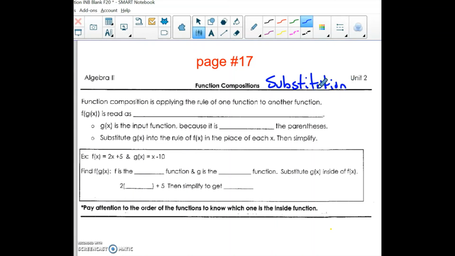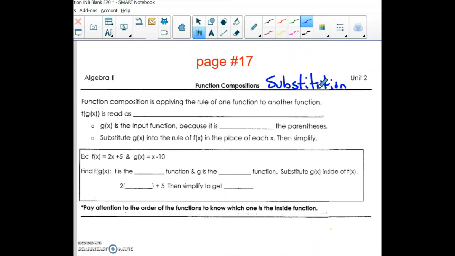So this is going to be the tougher part. What we just did was adding, subtracting, multiplying, so that should be something that you were familiar with, but this is going to be something new. Function composition is applying the rule of one function to another.